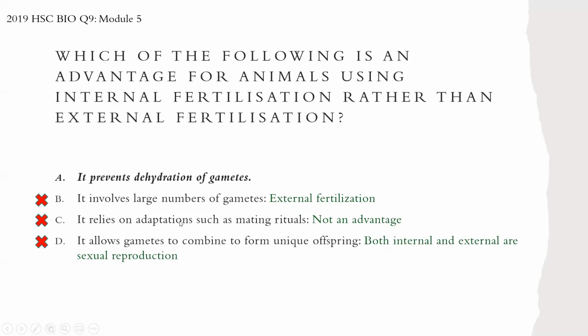Option C, it relies on an adaptation such as a mating ritual. That's actually more of a disadvantage because there's an energy cost associated with that. And there's also going to be a mating ritual for external fertilization as well. And finally, it allows gametes to combine to form unique offspring. Well, that's the case for both internal and external reproduction. So whilst genetic diversity is a benefit, it's not specific for internal. So that leaves us just with A. So this question gets a 2.5 star rating, and it's from module 5.